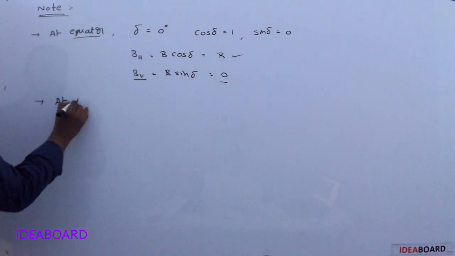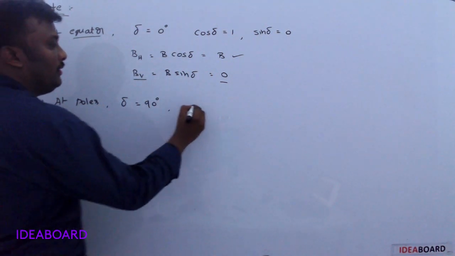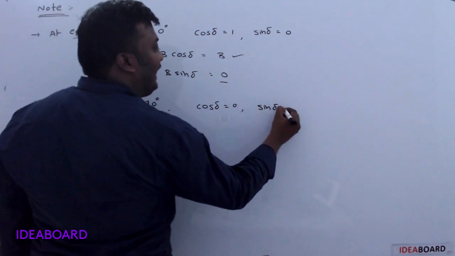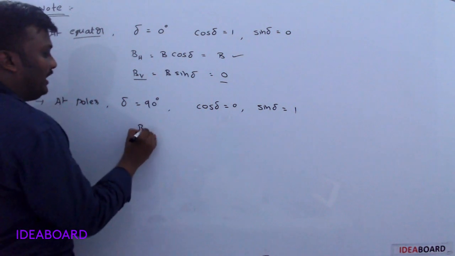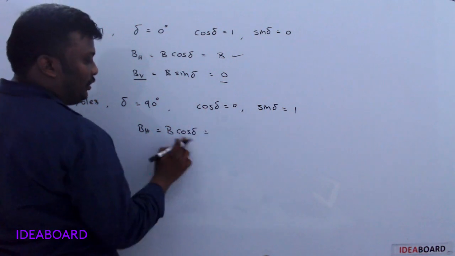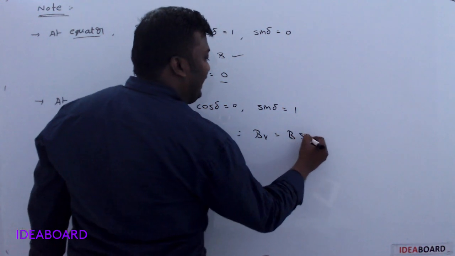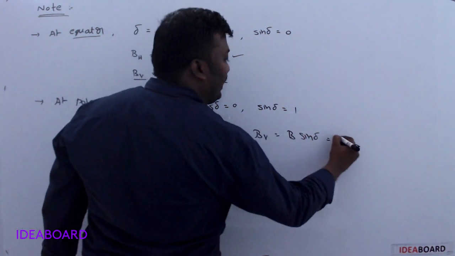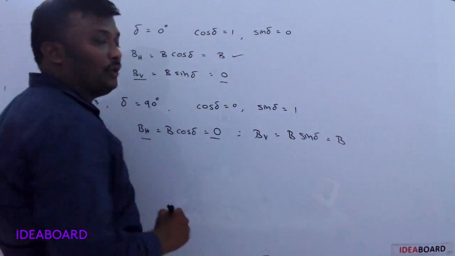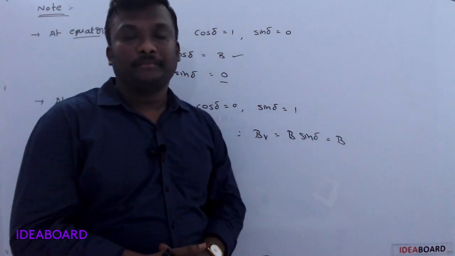We have only horizontal component of earth magnetic field. Next, at poles. At poles, angle of dip is 90 degree now. So cos 90 is 0 and sin 90 is 1 na. So BH value becomes B cos delta. Cos delta value 0. 0 and anything? 0. And BV value B sin delta. Sin delta value is 1. That's why B. So what happens? At poles, BH value is 0. It has only the vertical component called B.